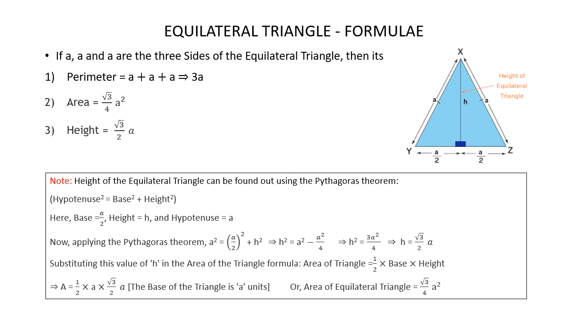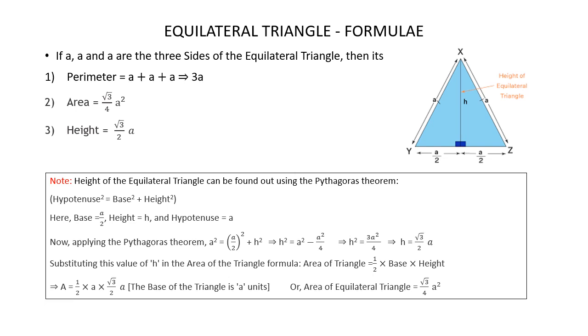On solving this, we get h squared is equal to 3a squared by 4, which means h is equal to square root of 3a squared divided by square root of 4. So h is equal to square root of 3 divided by 2 multiplied by a. So the formula for height of an equilateral triangle is h is equal to root 3 by 2 multiplied by a.